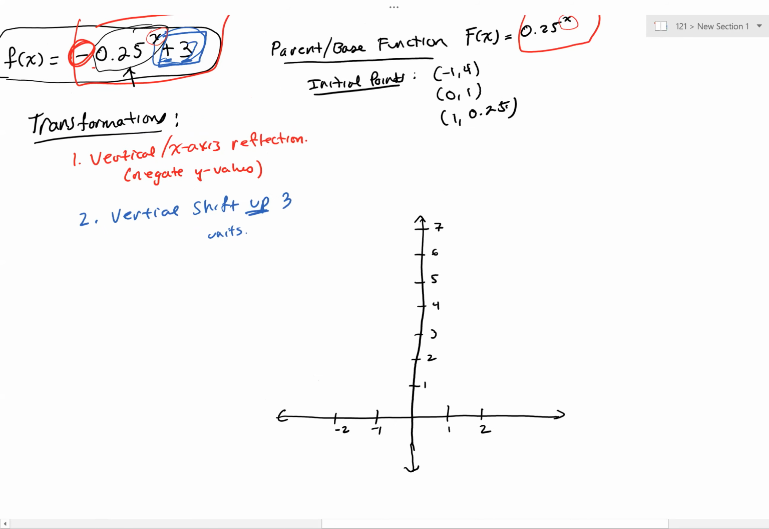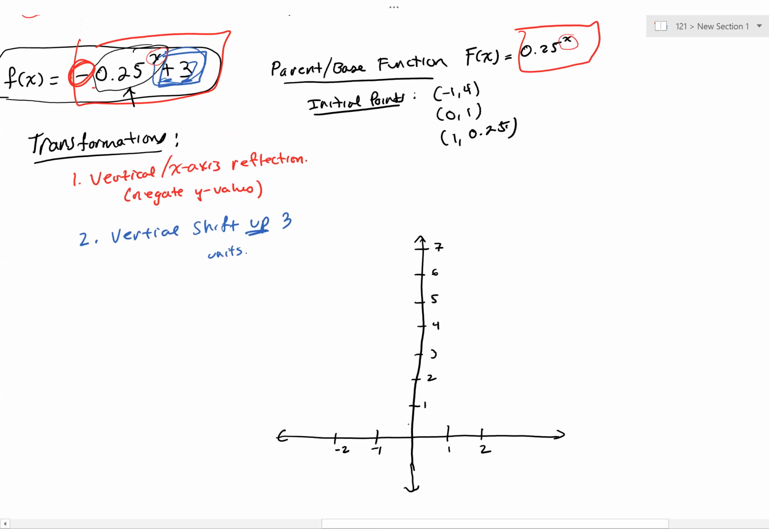So let's look at the parent graph. The parent graph will be going through these points, -1, 4, 0, 1, and 1, 1/4. So a little bit steeper than the 3 to the x graph or 1/3 to the x graph. Okay, that is our parent function. I can do a better job than that. Maybe not that much better, but. So that's our parent graph.